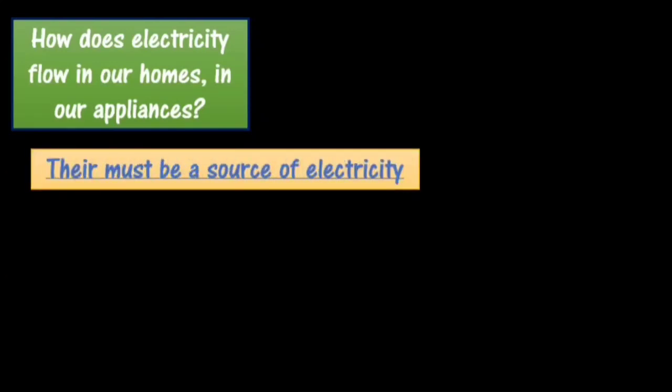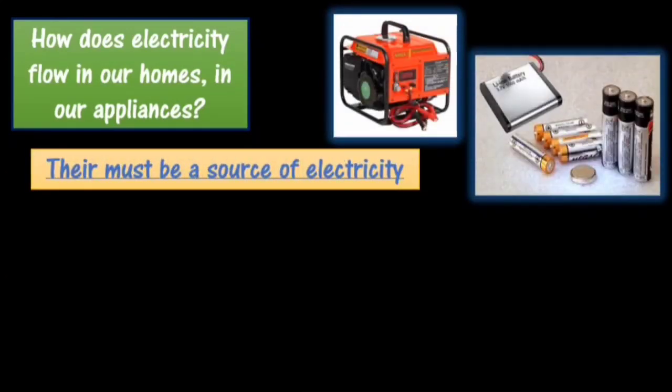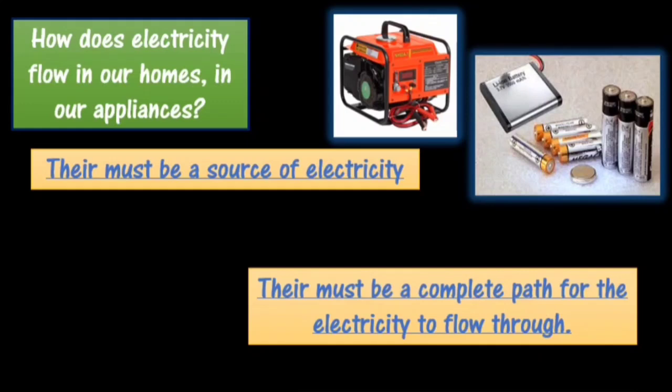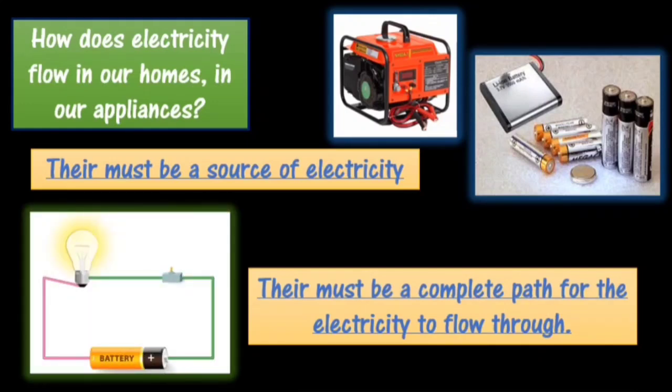So we have two conditions that must be met in order for electricity to flow. First, there must be a source of electricity. Second, there must be a complete path for the electricity to flow through. So with that, you can now answer the following questions.